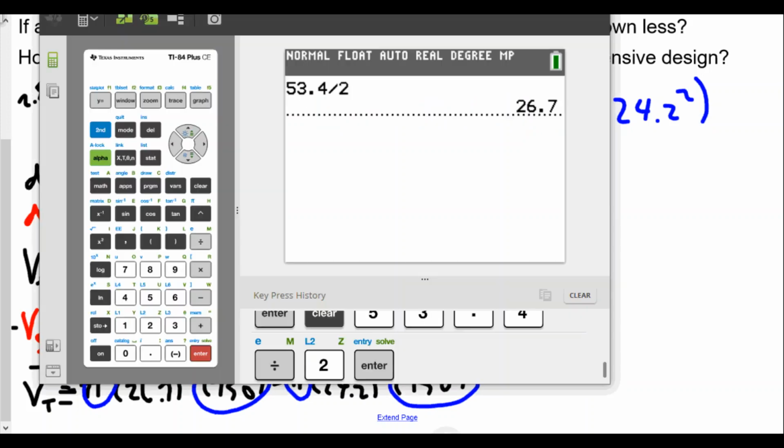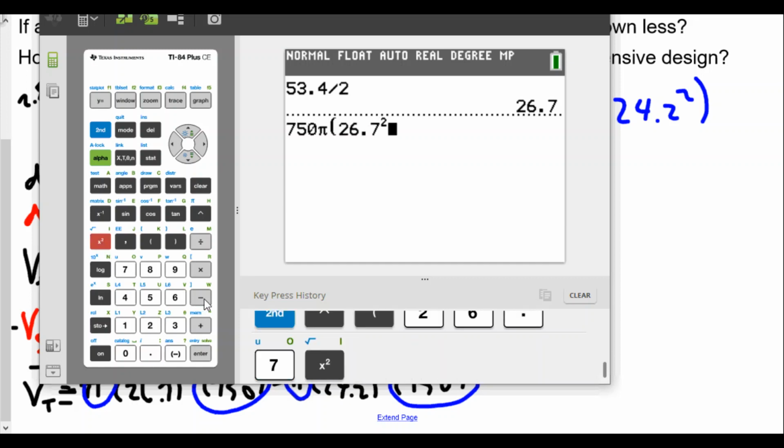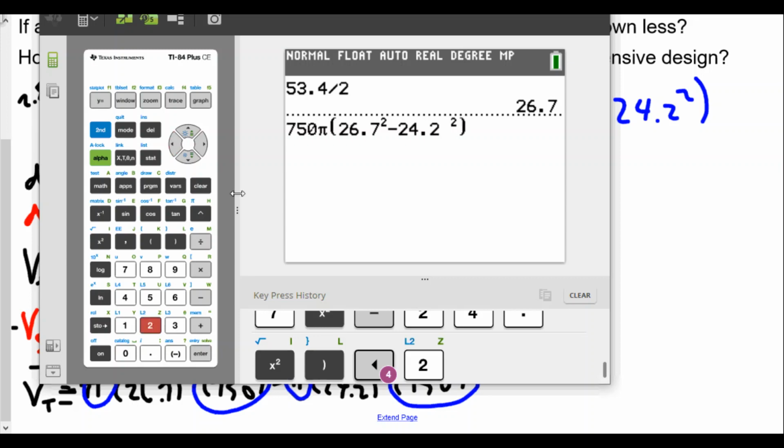So we'll go to our calculator, and so 750 pi, so we go to pi, and that's second caret, and now we have parenthesis 26.7 squared minus 24.2 squared. Again, we factor out the greatest common factor to make it easier for us to calculate. Okay? All right, so, oops, I think I left something out here. So let me, sorry, I made an error here. 24.2, can't forget that 0.2, very important.